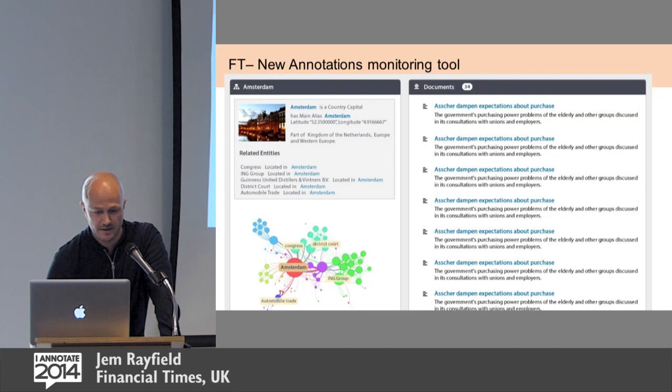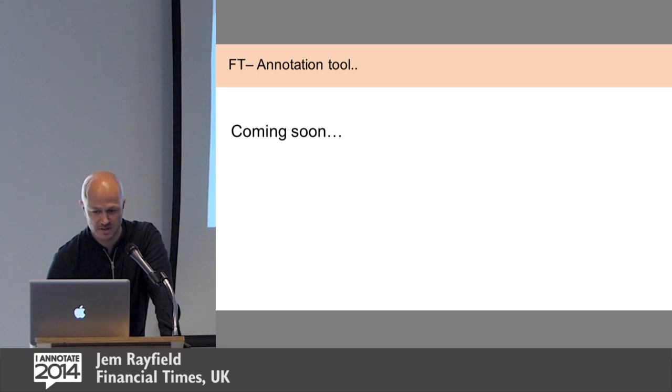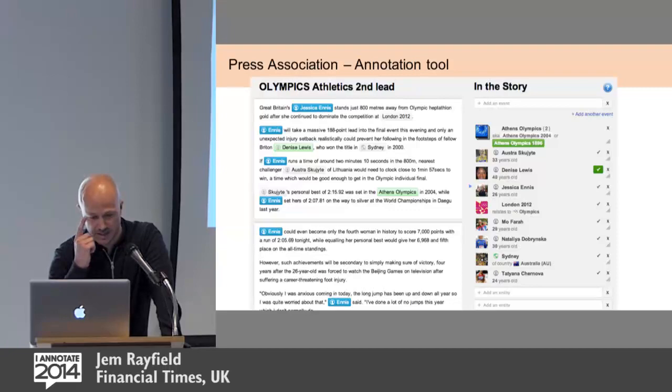We're working on a tool that the journalists will be tagging with. I've worked at the Press Association, and they have a very similar annotation tool that allows the journalists to apply tags. So this is during the Olympics. You can see here that they're applying concept tags from a controlled vocabulary in the same sort of way.